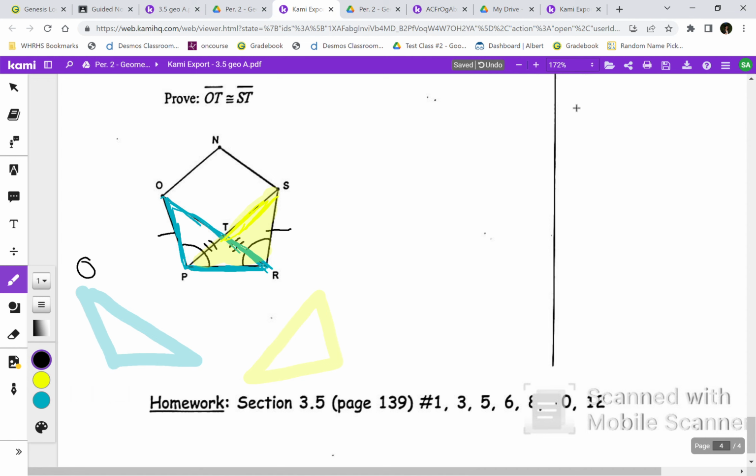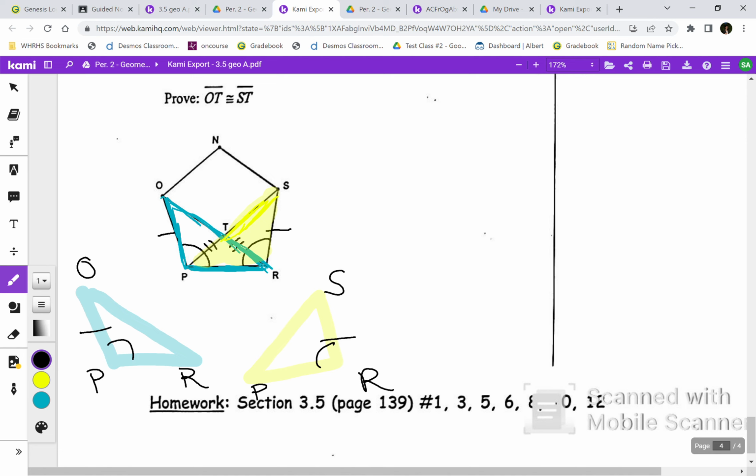So we are at OPR and SRP. All right, OP and SR, they count. Angle OPR and angle SRP, those two angles count. Do segment PT and segment RT count as full sides? No. So I need something else. I have a side and an angle. I need something else.